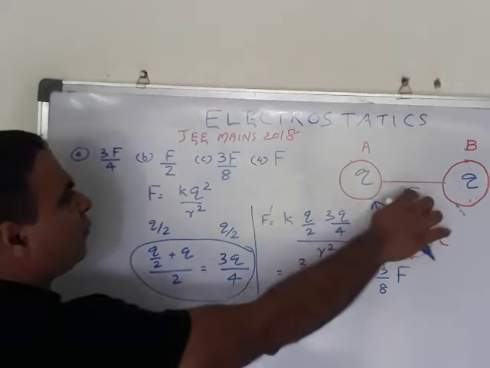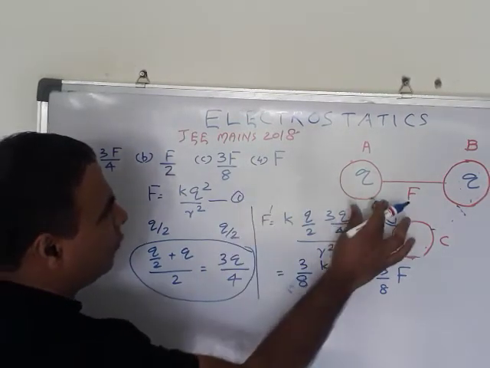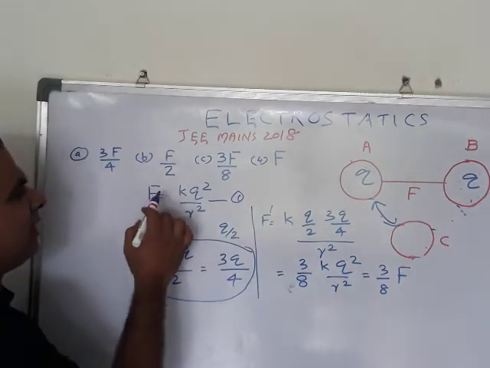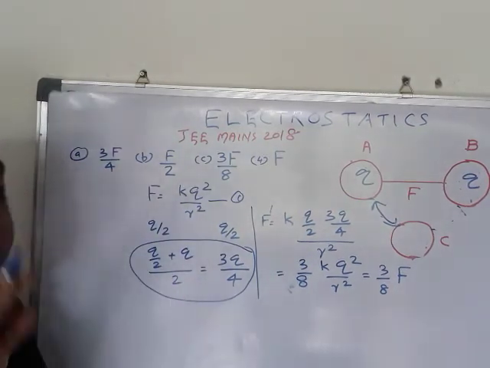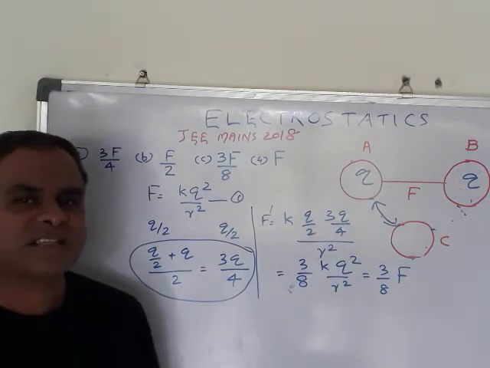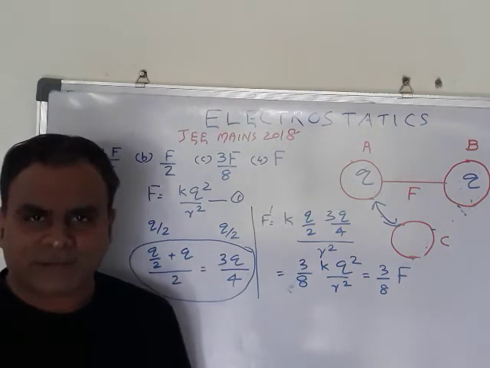So the initial force, the first equation, you can write it here, before contact. I am explaining here once again. You know the equation by Coulomb's law. The force between two charges is 1 by 4 pi epsilon 0 q1 q2 by r square.